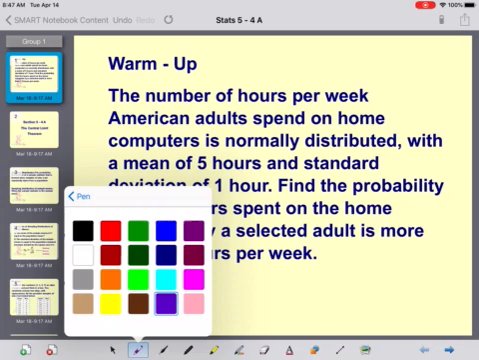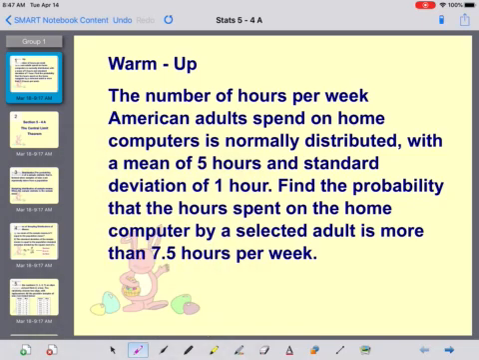We're gonna start with the warm-up just to make sure we know how to do this because there's a lot of this on the quiz that's gonna happen in a couple weeks, so we just need to make sure we're good at it. So this says the number of hours per week American adults spend on home computers is normally distributed, which means it's got the bell-shaped curve, with a mean of 5 hours, so mean is mu, and a standard deviation of 1, so that's your baby sigma. Find the probability that the hours spent on the home computer by a selected adult is more than 7.5 hours, which is going to be your x.